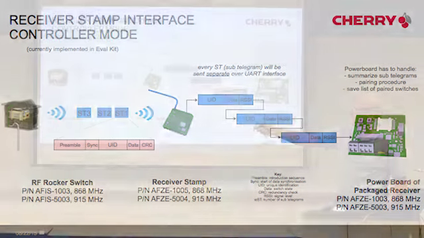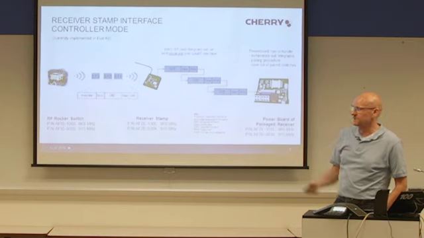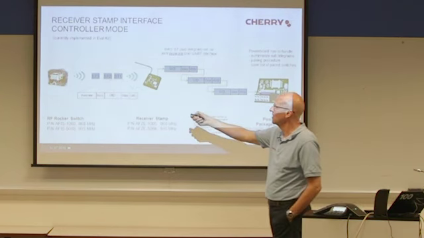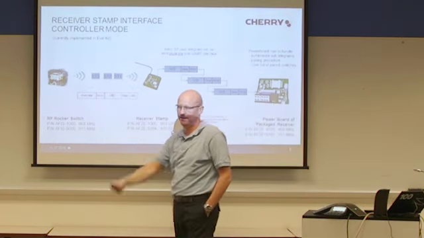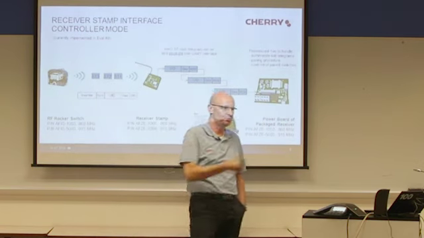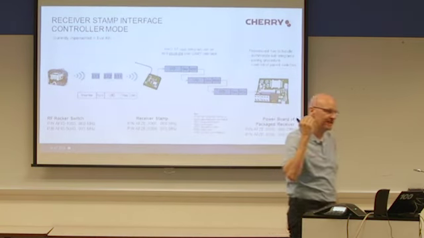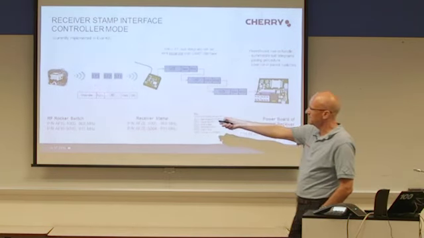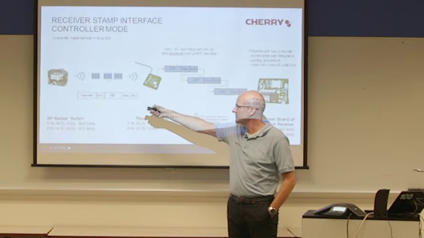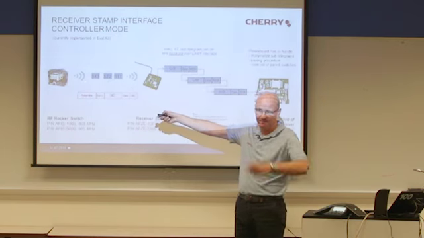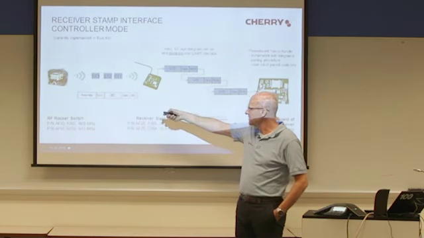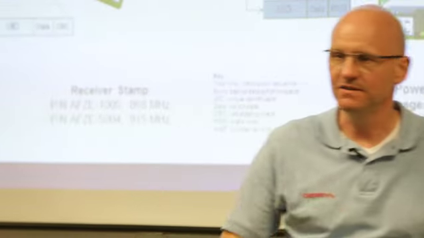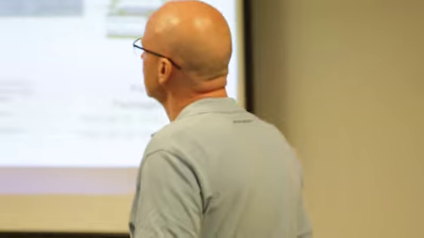Here we have the rocker switch. The rocker switch sends out 3 subtelegrams, as I told you. You press it one time, it sends out 3 subtelegrams. A subtelegram, as I told you, consists of a preamble, a sync word, the knocking, the unique ID and the data. This is sent from the sender to the stamp.